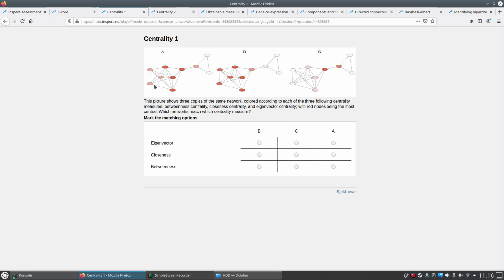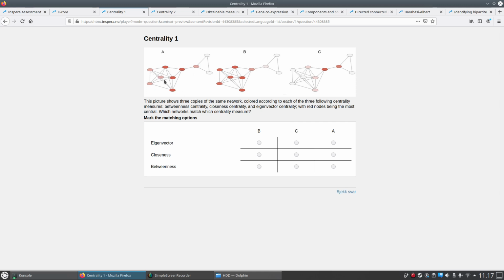So for instance, if we look here at A, we see that the most central nodes here are the ones that are in the middle of the image, so to speak. That is not too surprising. We'll have that in B as well, and for that matter in C. That lies in the notion of centrality.